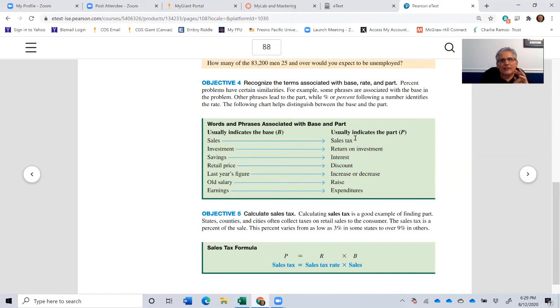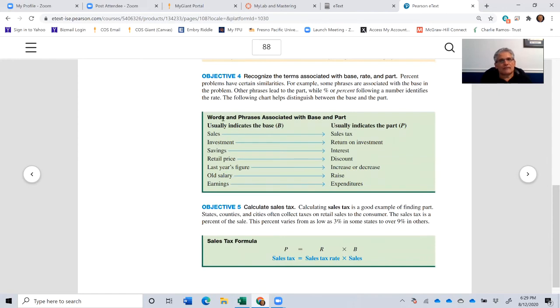Okay, words and phrases associated with base and part. When we talk about sales, usually we're talking about, well, how much is my sales tax? That's the part. The base is sales, the part is sales tax. How much sales tax do you have to pay based on sales? Investments, rate on investments. Savings, what's my interest? Retail price, what's the discount? Last year's figure, increase or decrease. Old salary, what's the raise? And earnings and expenditures.